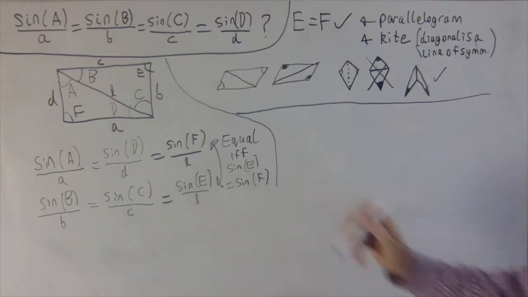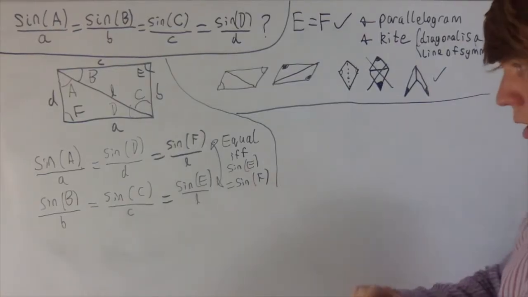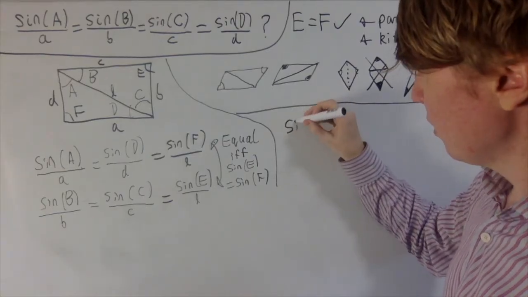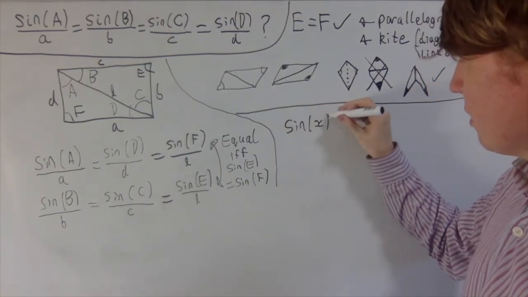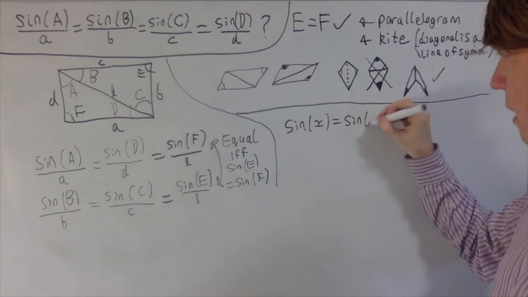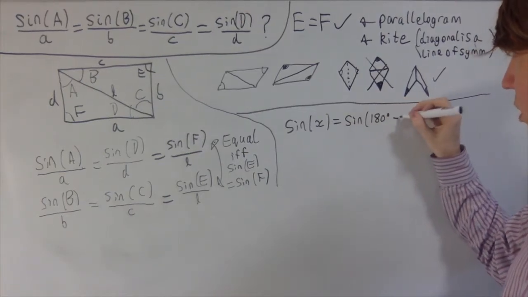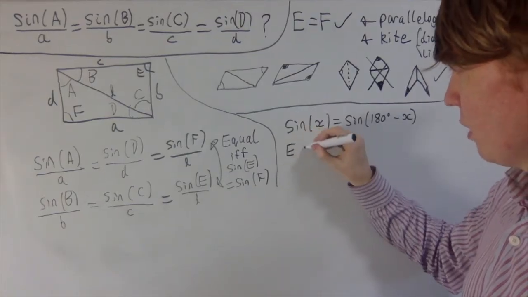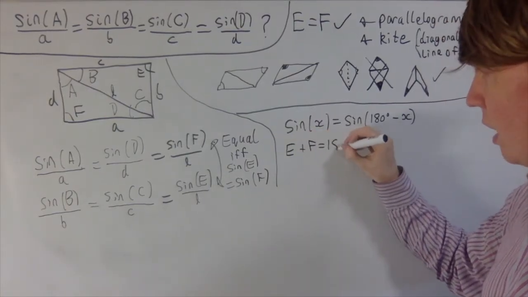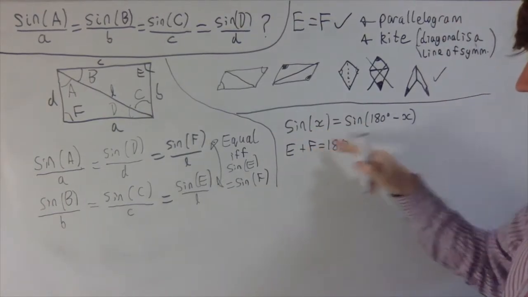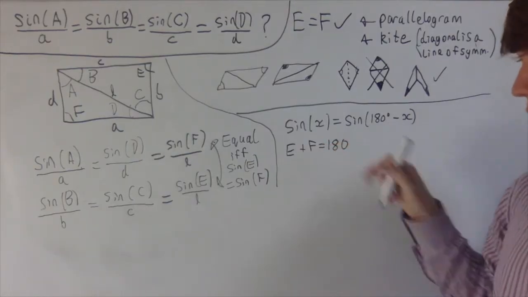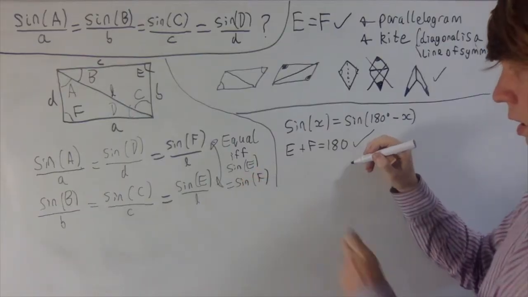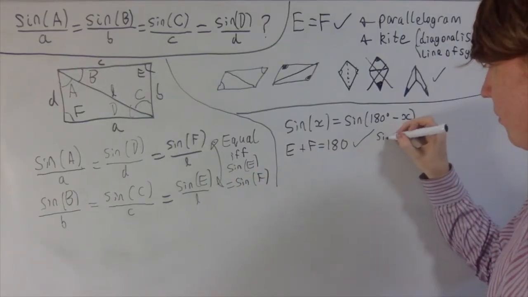But there's another hidden solution here as well. Sine E equals sine F. You know that for any value of x, sine of x is equal to sine of 180 degrees minus x. So basically if E plus F is 180, so if E is 180 minus F and vice versa, F is 180 minus E, then this will also work. You'll still get sine E equals sine F.